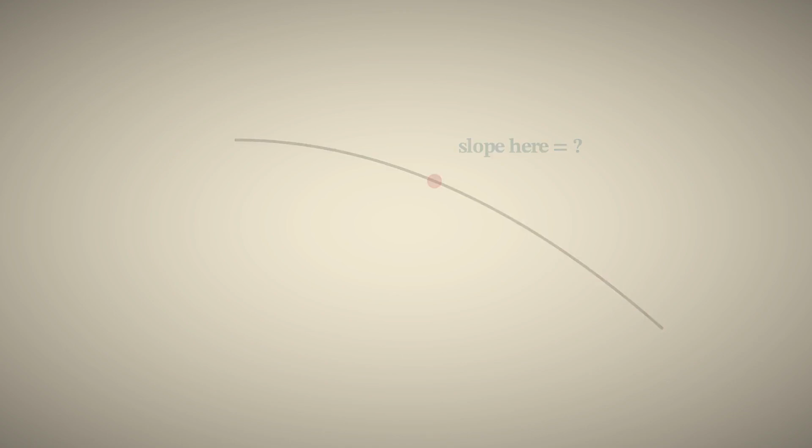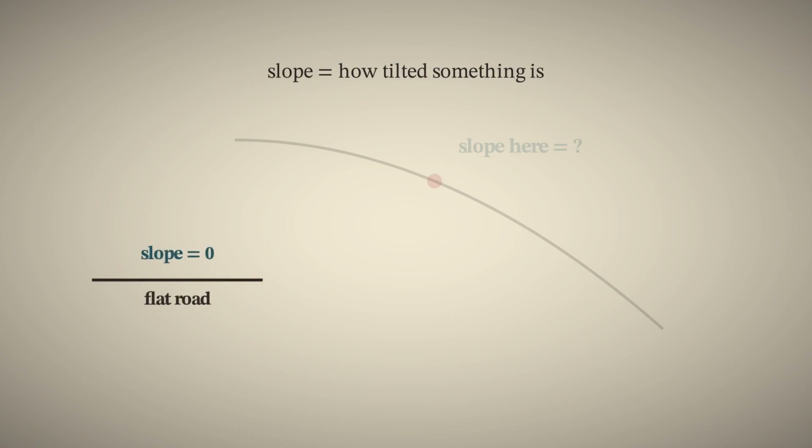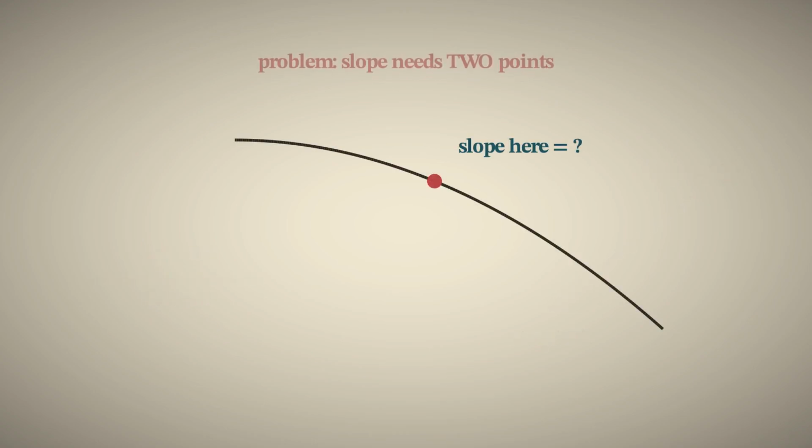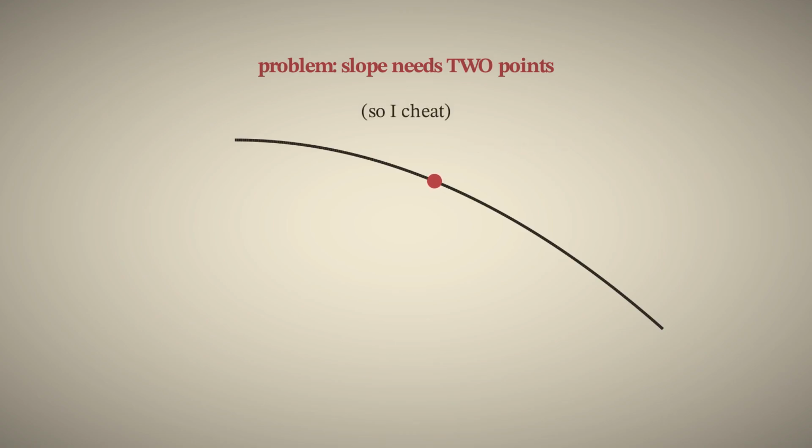And quick word about slope, since we're going to keep using it. Slope just means how tilted something is. A flat road has no slope. A steep hill has lots of slope. That's all the word means. But here's the problem. To measure slope, you need 2 points. I only have one. So I cheat.